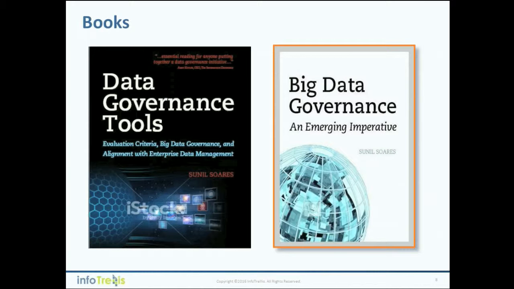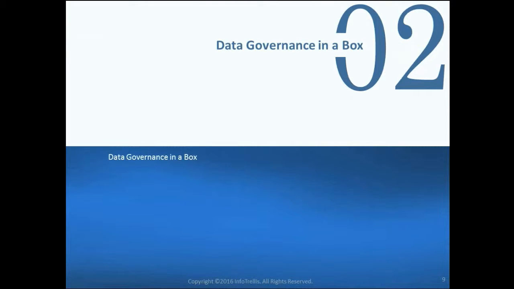The book on the left here is a book I published a couple of years ago on data governance tools. It goes through about 22 different tools in terms of how they fit into a broader tapestry and reference architecture for data governance. And the book on the right fits in with the discussion earlier by Santosh around how do you govern big data. So now let's talk a little bit about how you would approach data governance.